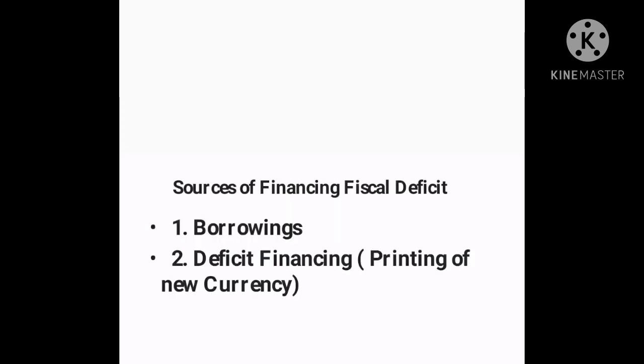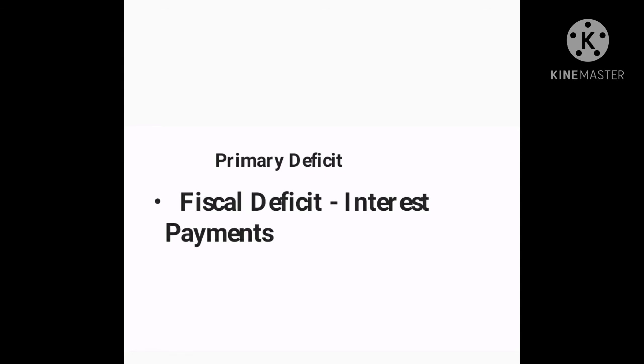Next, sources of financing fiscal deficit. There are two sources of financing fiscal deficit. First, borrowing, from internal and external sources. Second, deficit financing, that is printing of new currency. RBI issues new currency. So these two are the sources of financing fiscal deficit. First is borrowing. Second is deficit financing. Primary deficit: fiscal deficit minus interest payments.